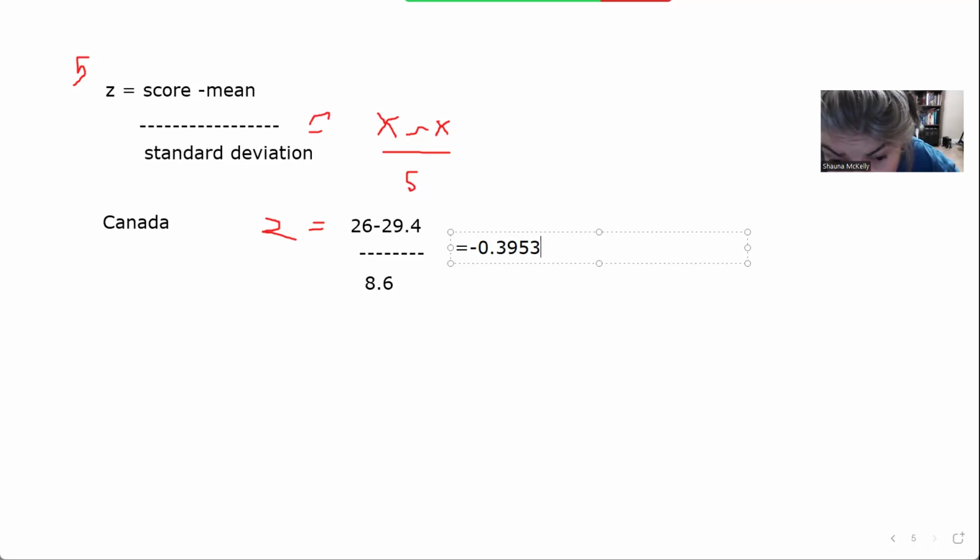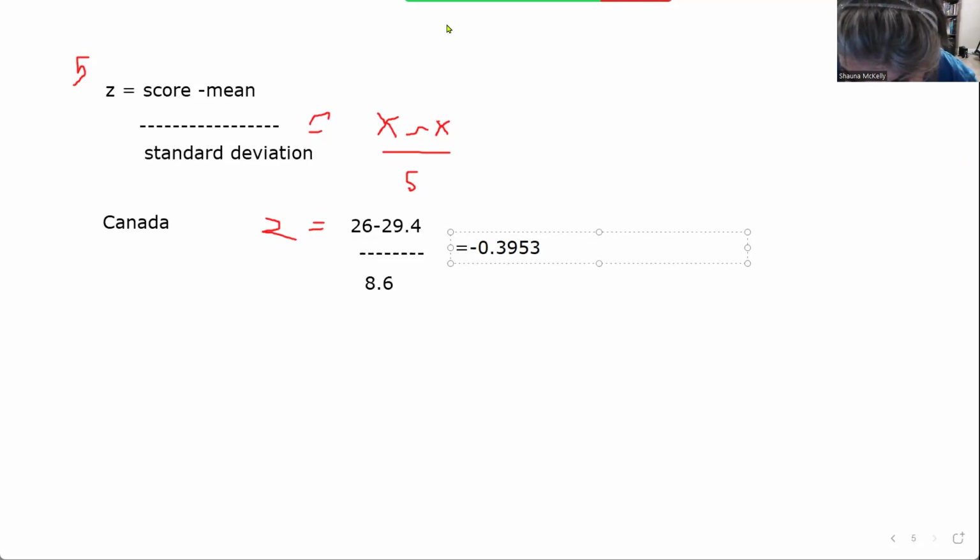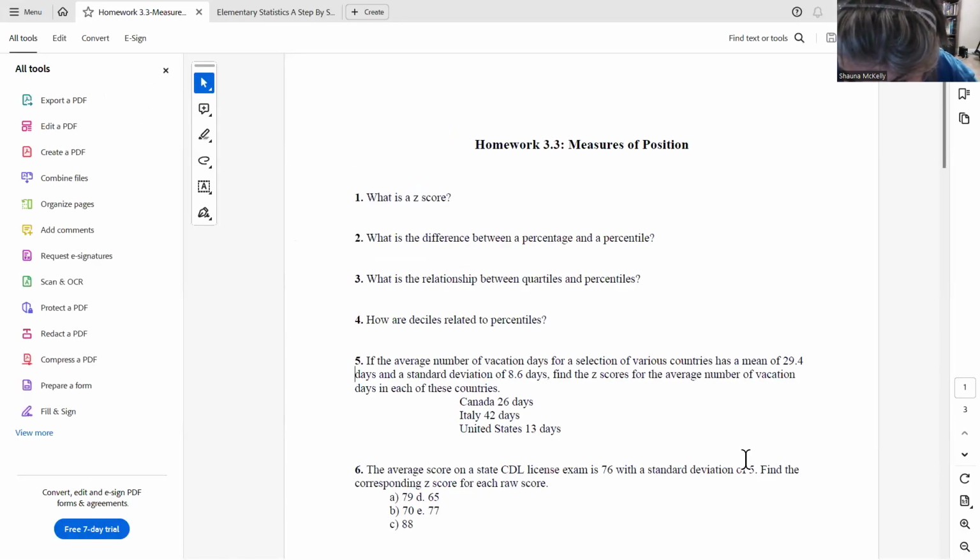Let's look at something else. We don't really have an A, a B, and a C here, but if you look at something like Italy, Italy has 42 average vacation days. So if you look at Italy, let me show you this.